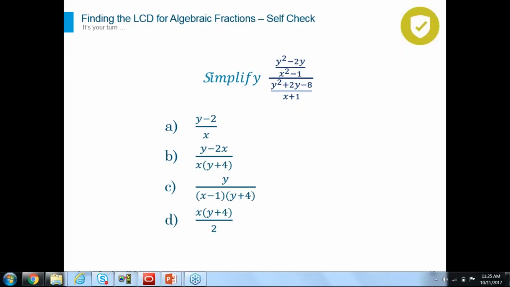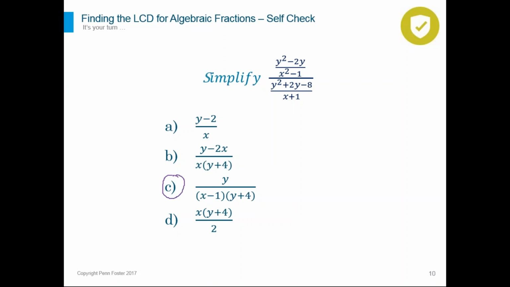Okay, I'm going to share my answer for this question, and the right answer is C. C is the simplest form for this fraction. And the same thing, we did the factoring first. Of course, we did the multiplication and the switch first, and then cancellation method after the factoring, and then we end up with this answer.